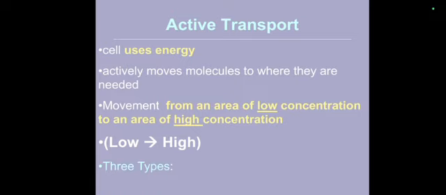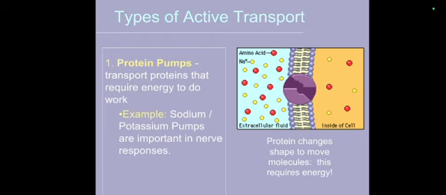In this, cells use energy to actively move molecules to where they are needed. It is movement from an area of low concentration to an area of high concentration. There are three types: primary active transport, secondary active transport, and protein pumps.